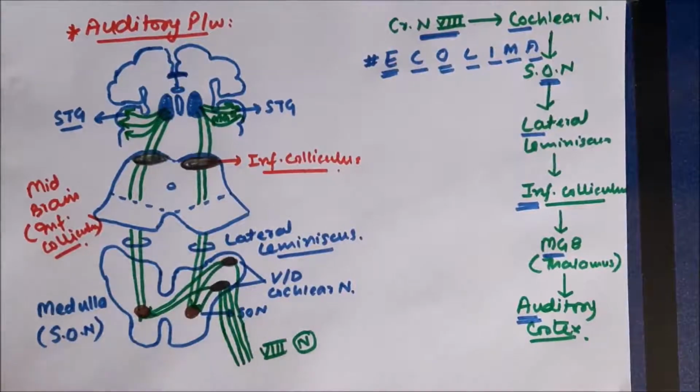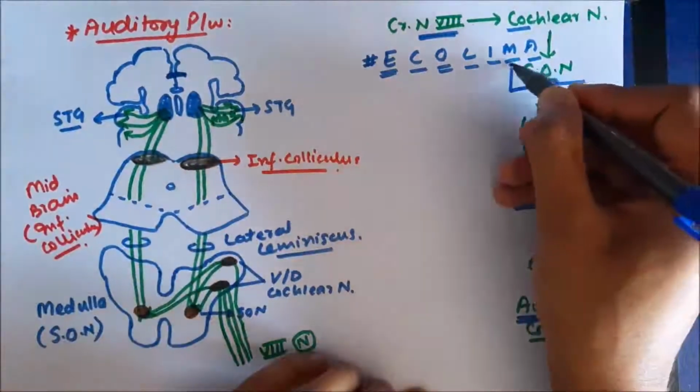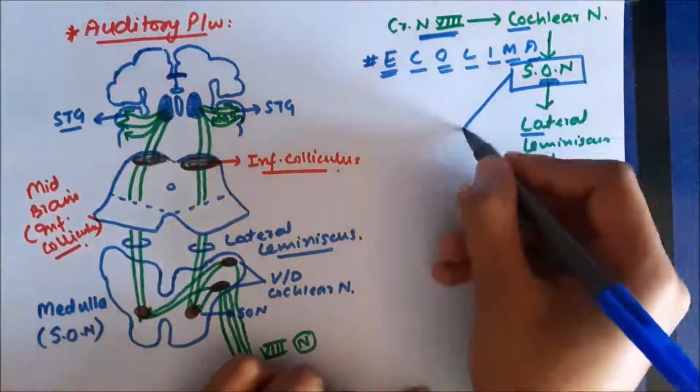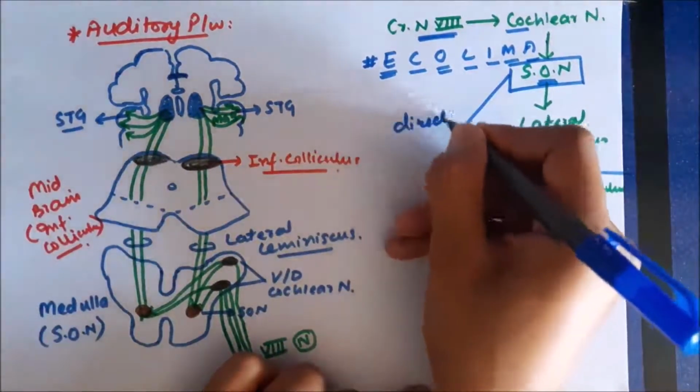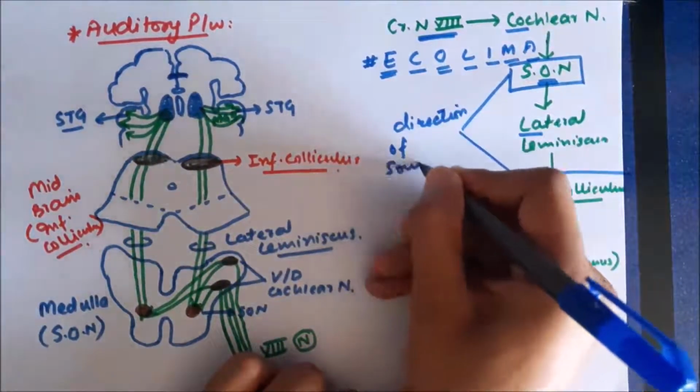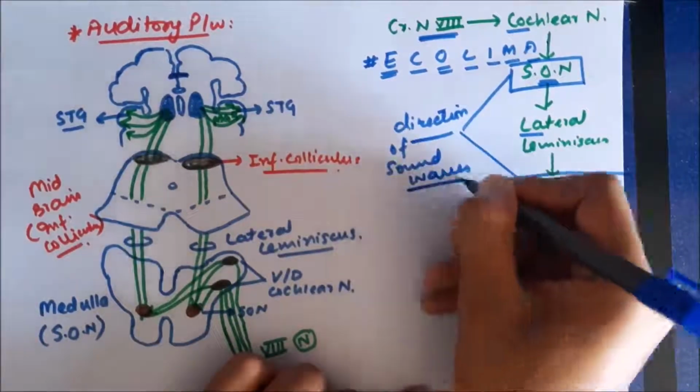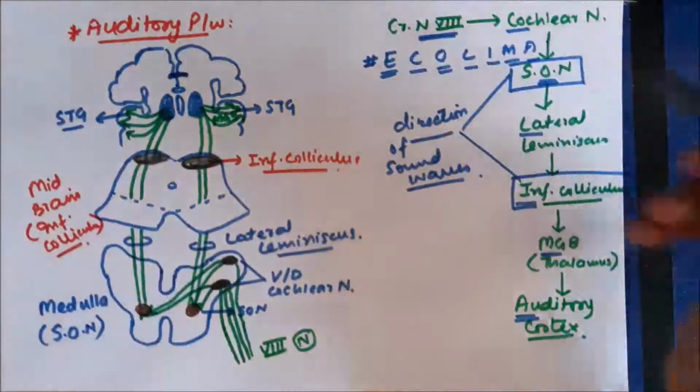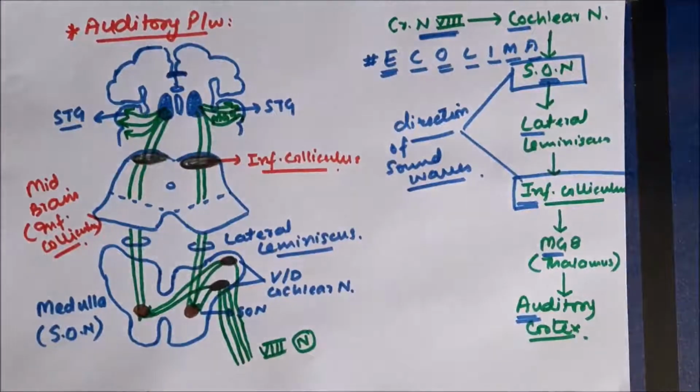So ECO-LIMA. Now some other points, superior olivary nucleus as well as inferior colliculus, both of them are associated with the direction of sound waves. So we are able to appreciate the direction from which the sound waves are coming because of these nuclei, that is superior olivary nucleus and the inferior colliculus.